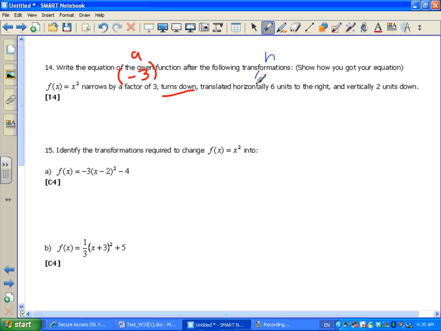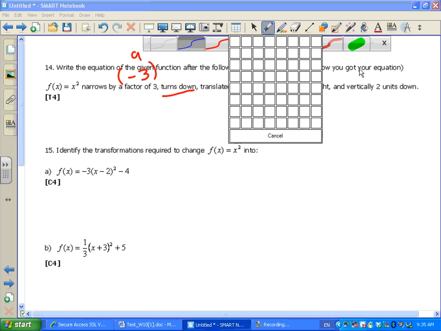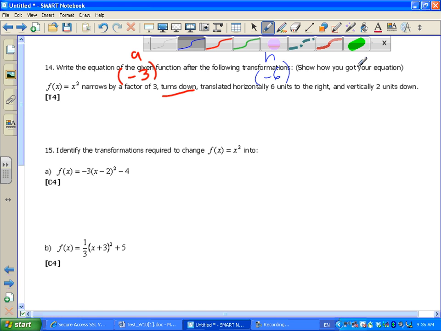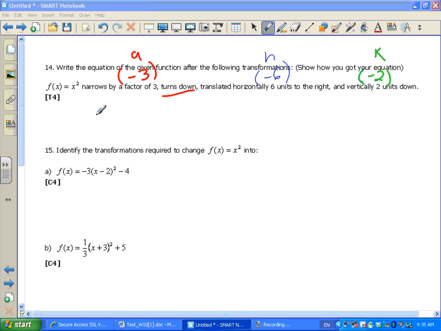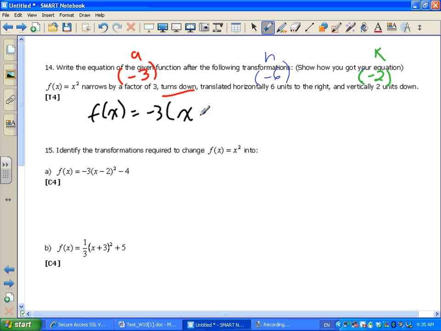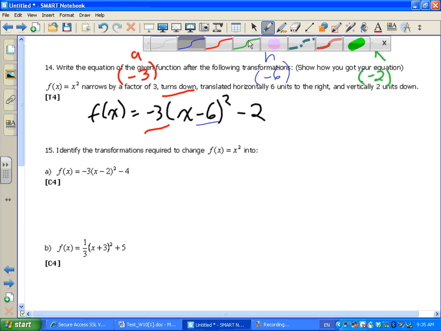H is going to be negative 6. And finally, our K is going to be down 2 units, so negative 2 will be our K. So when we go to put this into an equation, our equation says f at x is equal to negative 3 times (x minus 6) squared minus 2. We're dealing with our A, which was negative 3, our H, which is negative 6, and our K is negative 2.